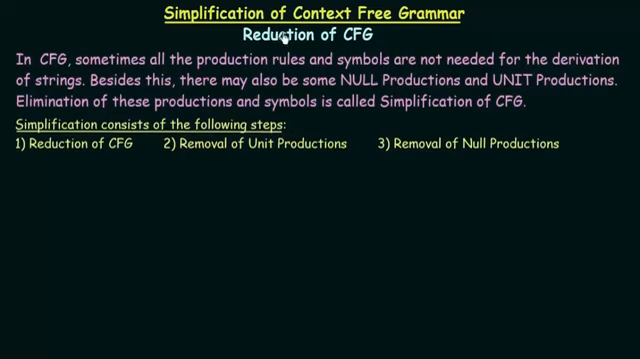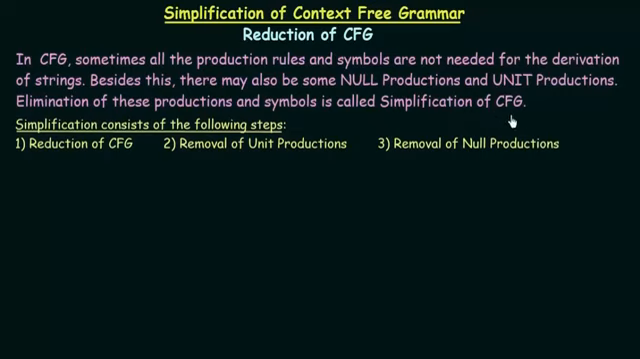In this lecture, we will be studying about simplification of context-free grammar. So in context-free grammar, sometimes all the production rules and symbols are not needed for the derivation of strings. Besides this, there may also be some null productions and unit productions. Elimination of these productions and symbols is called simplification of context-free grammar.